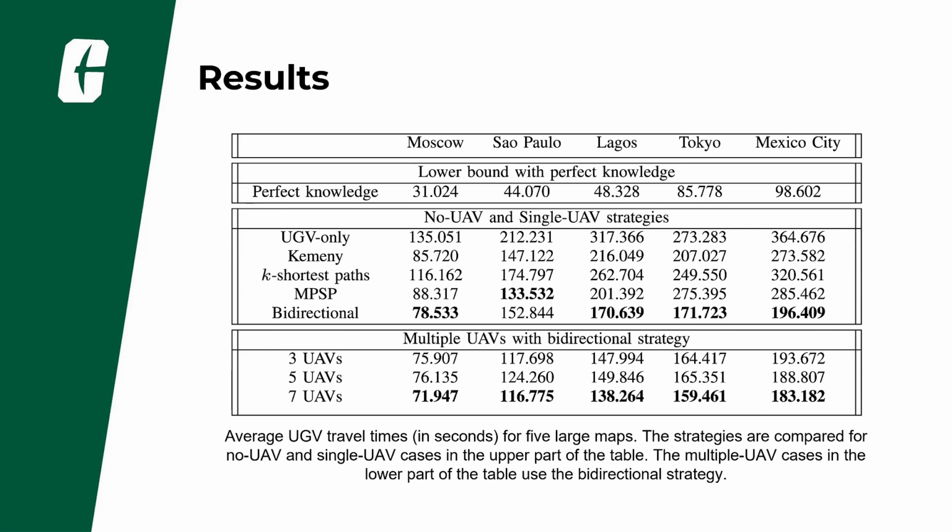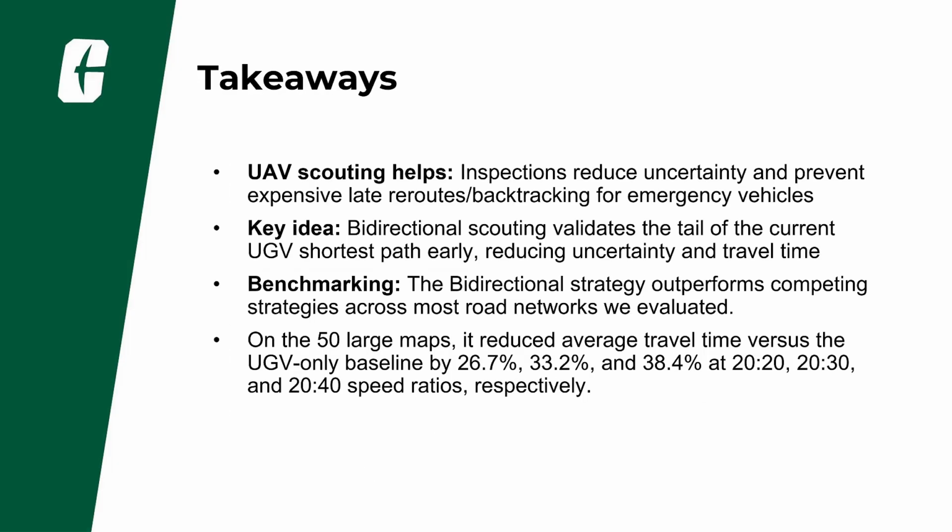We also test multiple UAVs using the bidirectional strategy. Adding more UAVs can reduce the UGV travel time, but it also increases computation time because more candidate paths and assignments must be considered. The main takeaway is that UAV inspection can significantly reduce uncertainty in damaged road networks.